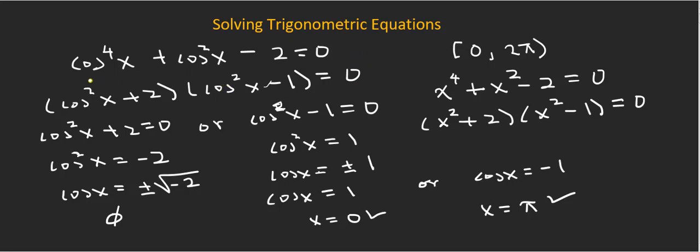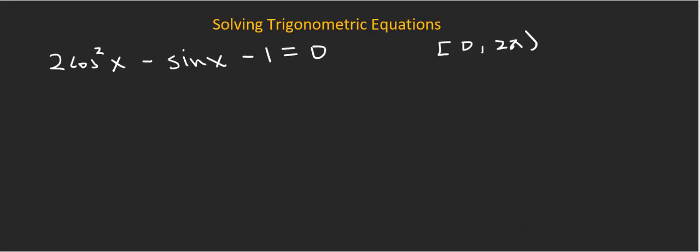And you might want to graph this and find when this whole thing is equal to 0. You'll notice that happens when x equals 0 and x equals pi. Let's go ahead and solve our last example.